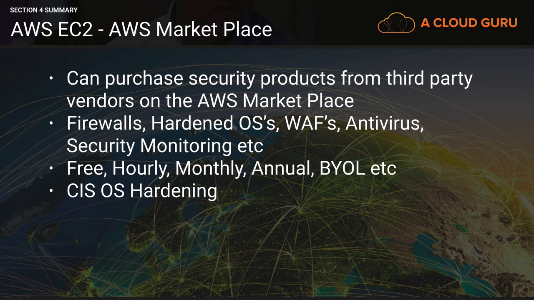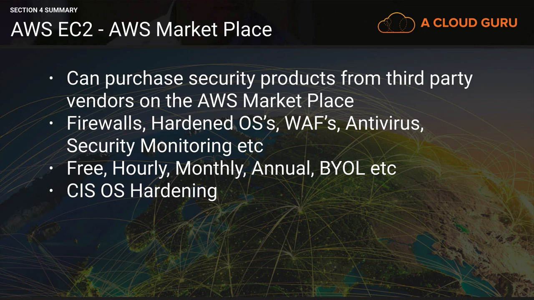In terms of the AWS Marketplace, just remember that you can purchase security products from third-party vendors on the marketplace. These can be things like firewalls, hardened OSs, WAFs, antivirus, security monitoring, etc. In terms of what you pay, it can be any kind of billing model. So it could be free, hourly, monthly, annually, bring your own license, etc. And then just remember that the Center for Internet Security has a whole bunch of OS hardening guidelines.